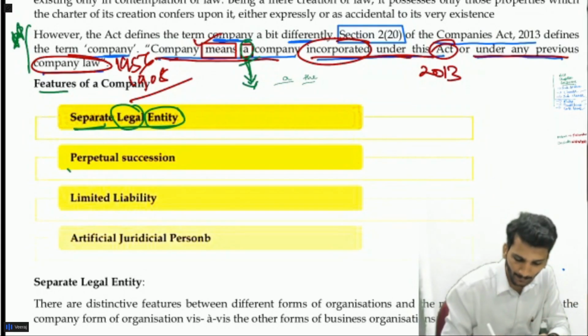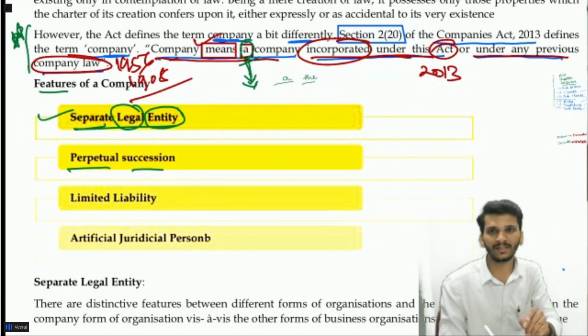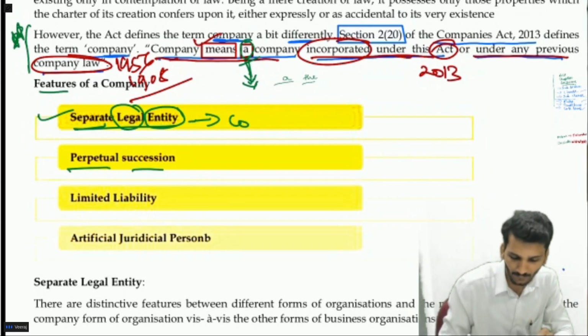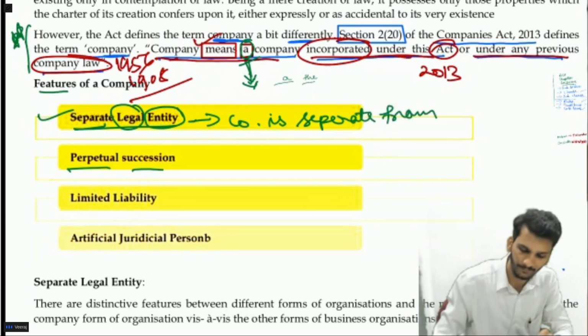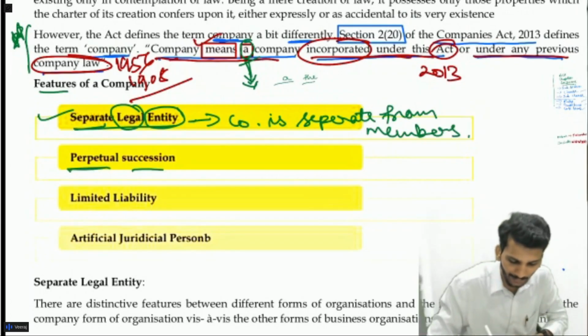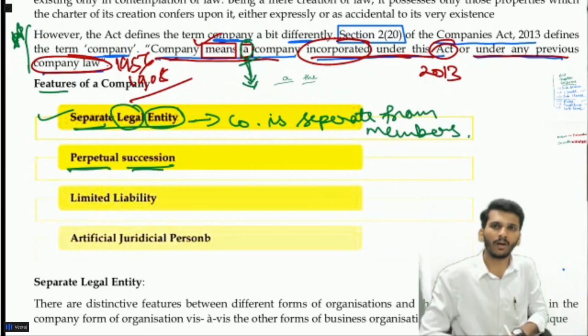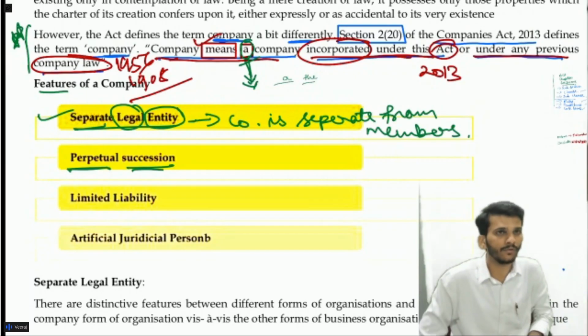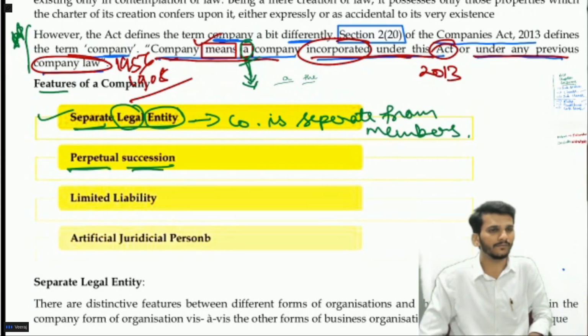There is something called perpetual succession. There are some elements with respect to separate legal entity, and I link that along with perpetual succession. We understand the company is separate from members. Now, what is perpetual succession? What do you mean by the word perpetual? Have you heard this word anytime? Forever or continue? Okay. Any other synonym? No. You are limiting it again. What is perpetual?